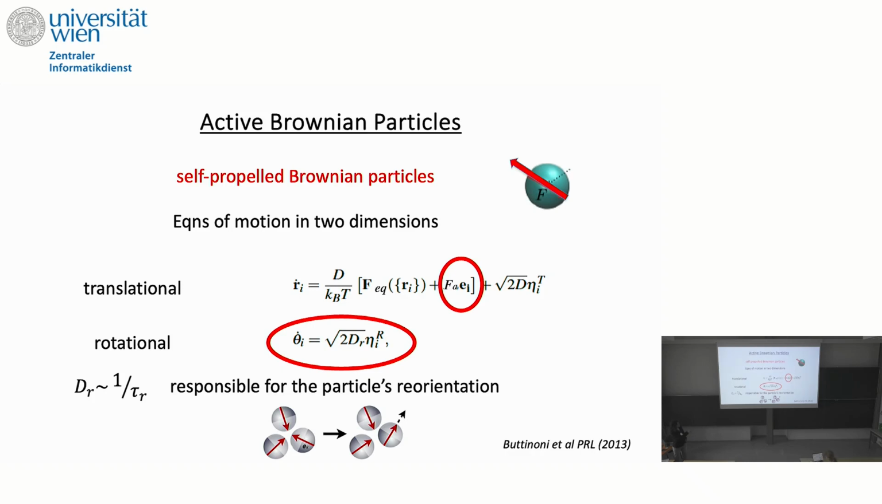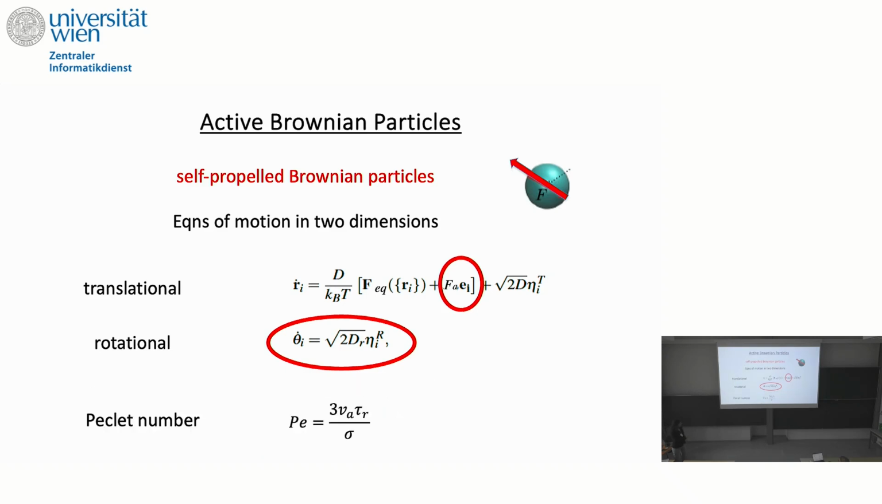This change of direction is governed by a rotational equation of motion that depends on the reorientation time tau_r, that is inversely proportional to the rotational diffusion coefficient. It tells us how long a particle performs a straight motion before changing its direction. And we use a dimensionless number called the Peclet number to quantify the amount of activity. So the Peclet number depends on the propelling speed of the particle times the reorientation time.